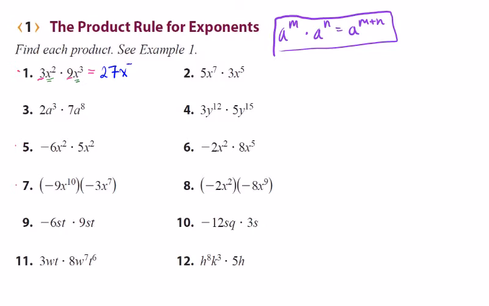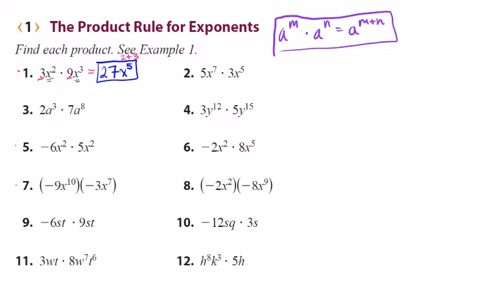So 2 plus 3 is 5. And I'll just show the mental math up here just so we see where it's coming from. But I'm just adding these exponents, 2 plus 3, that's how we get the 5. And that's our simplified answer. Okay, so 27x to the fifth is the product of 3x squared multiplied by 9x cubed.